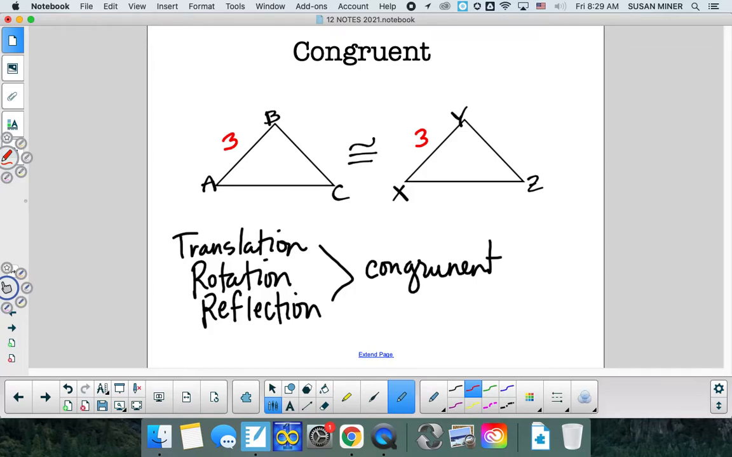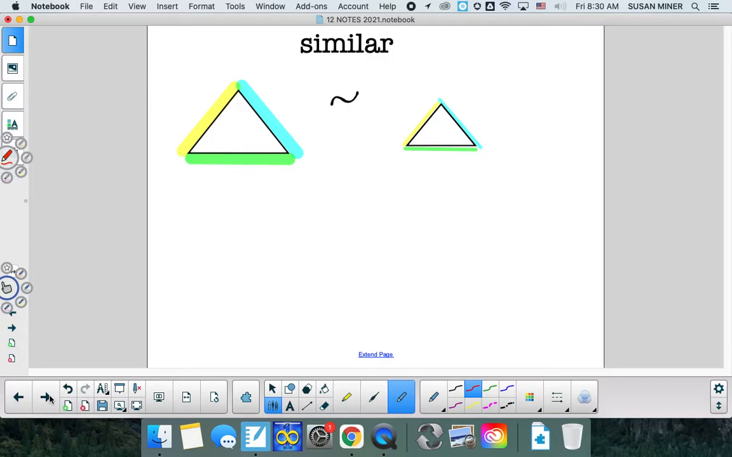The shape itself doesn't change size, the side lengths stay the same, no matter what those side lengths are. Right? And angle sizes are the same in our shapes. And so we say that when we perform a translation, rotation, or reflection, the shape that's created when I perform that transformation is the same. It's congruent.